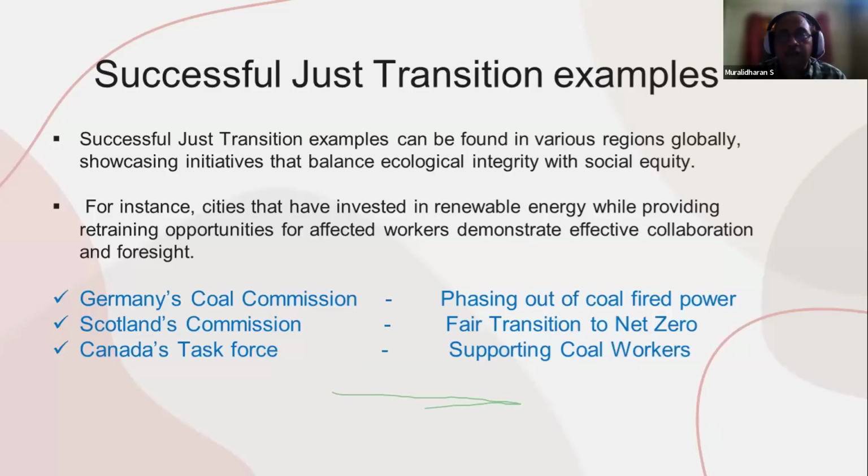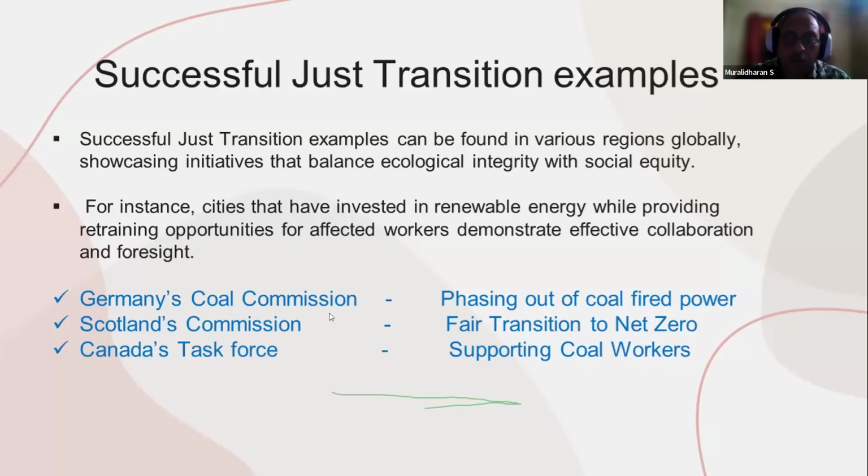For instance, cities have invested in renewable energy, and India has been one of the forerunners. They have achieved certain targets, which is commendable, while providing retraining opportunities for affected workers, demonstrating effective collaboration and foresight. Some of the typical examples, if we see, Germany, as a country in Europe, is a leader in renewable energy, particularly solar energy.